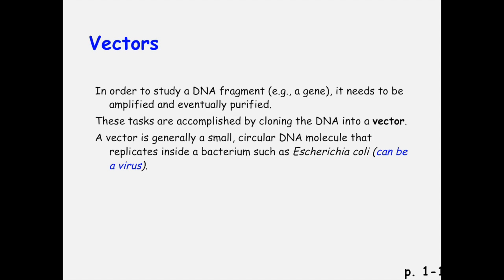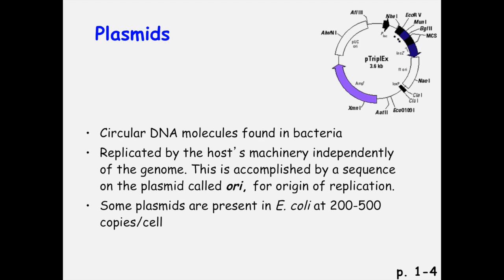Vectors are found naturally in bacteria, and scientists took that information to understand how to insert a piece of DNA into a vector and transfer it, or transform it, into a bacteria such as E. coli. It can also be a virus. There are other ways to transfer vectors.